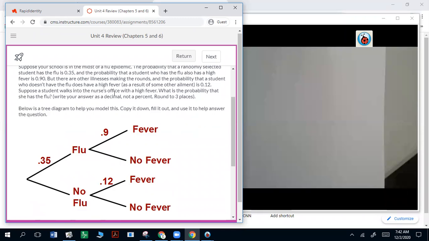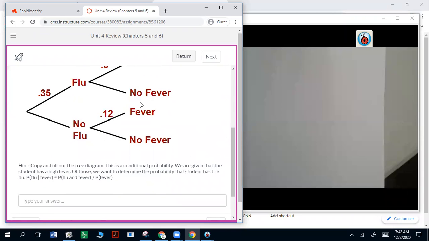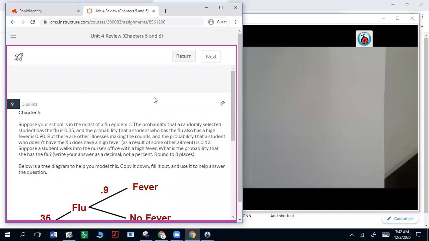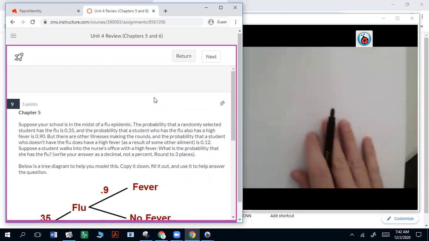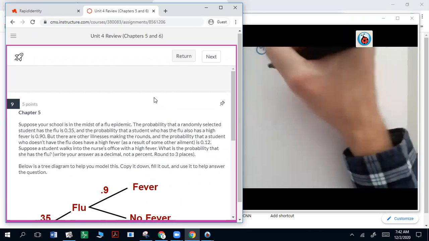Suppose a student walks into the nurse's office with a high fever. What is the probability that she has the flu? Write your answer as a decimal, not a percent, rounded to 3 places. Normally, you wouldn't be given this drawn out tree diagram, but it's good practice to make one for a problem like this. So what we start with is our person.